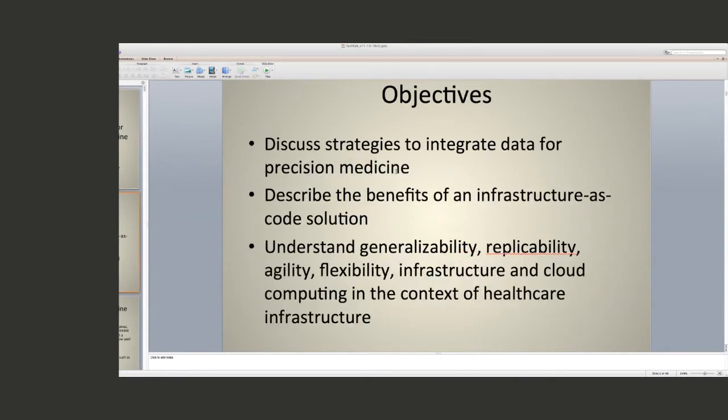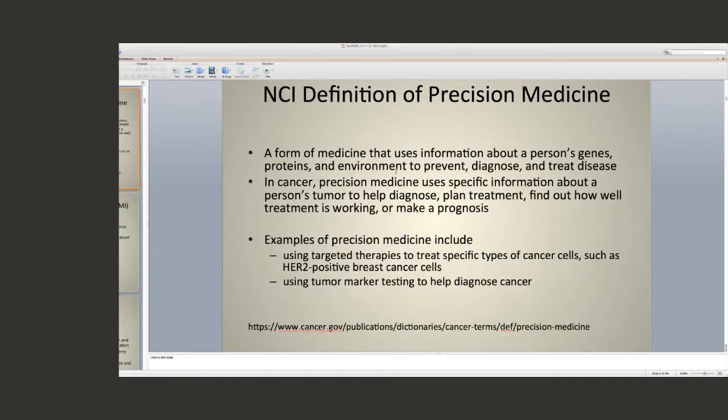So the objectives: discuss strategies to integrate data for precision medicine. Describe the benefits of an infrastructure as code solution. I'll get into that in detail so you have a better understanding of that. Understand generalizability, replicability, agility, flexibility, infrastructure, and cloud computing in the context of healthcare infrastructure. We'll go over each one of those with examples and cases where we put them together.